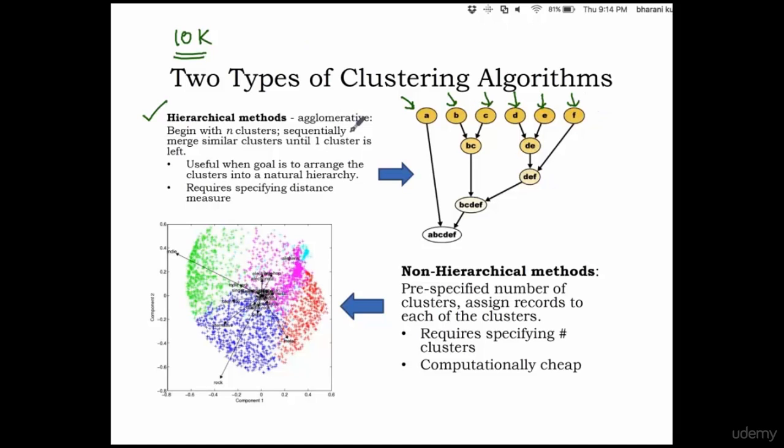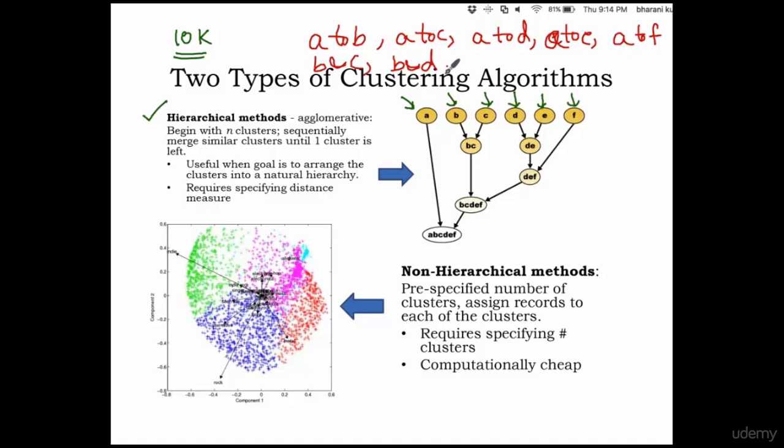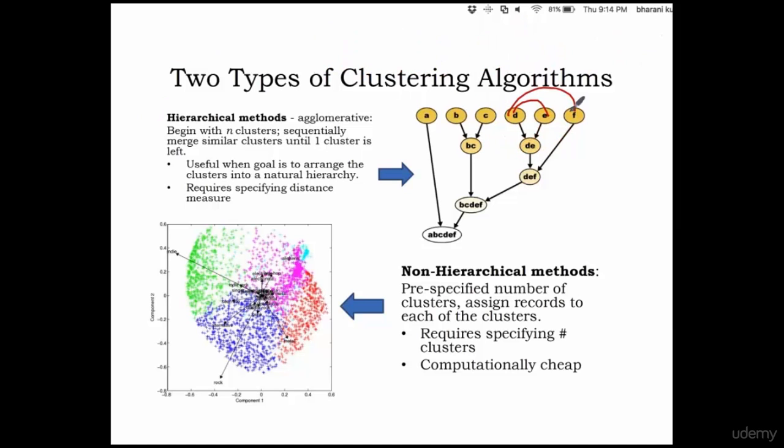So here the intuition is that you try to find out how similar A is to B, how similar A is to C, how similar A is to D, how similar A is to E, and how similar is A to F. This is what you wish to cluster. And also you try to find out the similarity between B and C, B and D, B and E, B and F, and you try to find out the similarity between CD, CE, CF, and also between DE and DF. You'll also try to find out the similarity between EF. This is how it works basically.